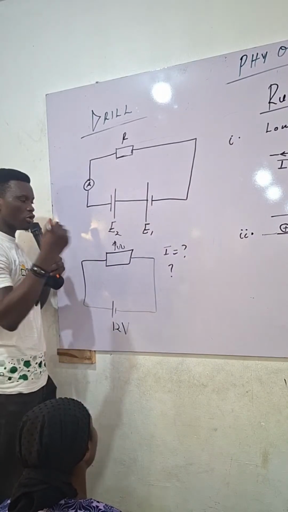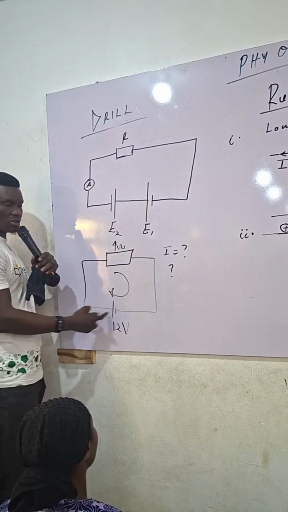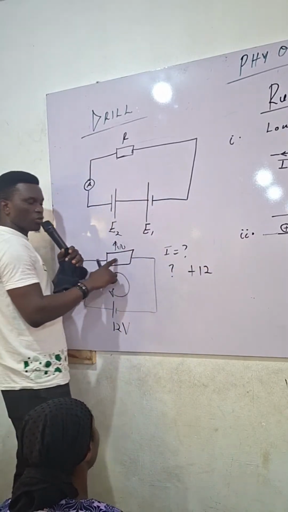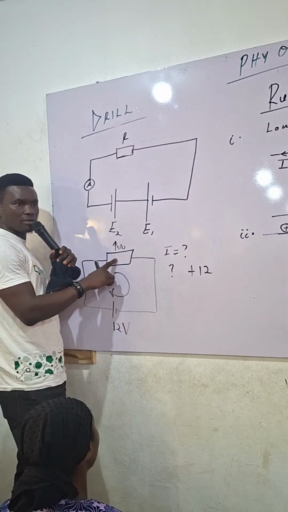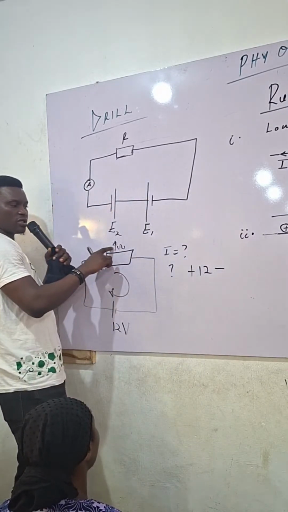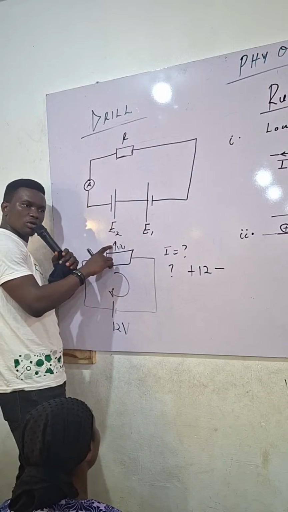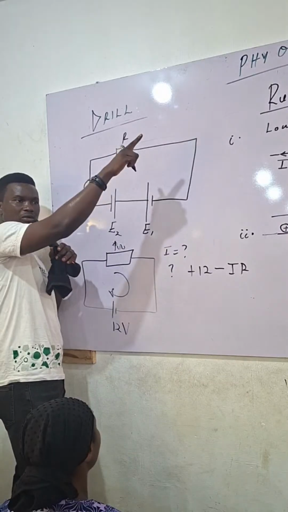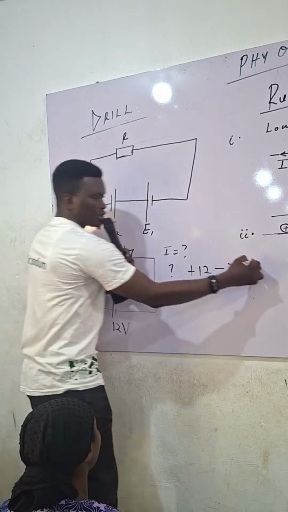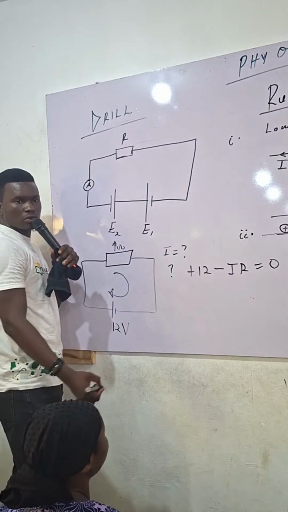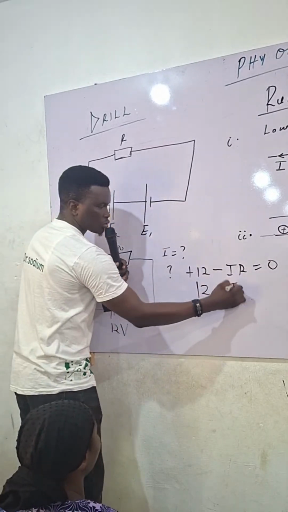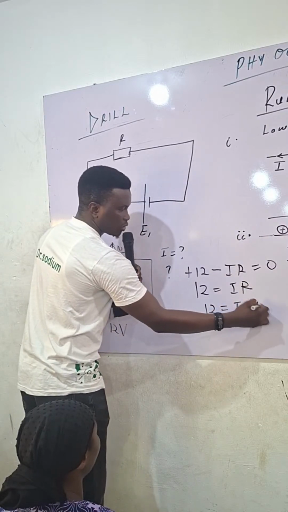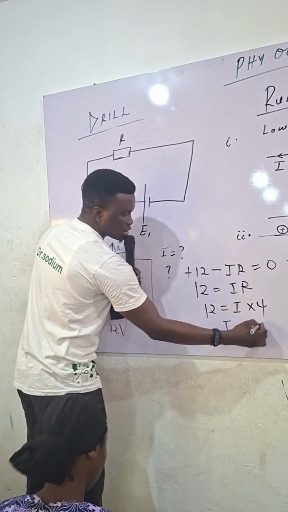So if you use your loop, what will it be? That means it's going to be plus 12. Right, will it be minus or plus? Minus. You know, this is ohms. That's the resistor. What's your V_R? IR. Right, that's your V_R. Do you get that? Everything will be equal to what? 0. So you can now say 12 is equal to IR. So 12 is going to be I times 4. Then I is going to be 3 ampere.